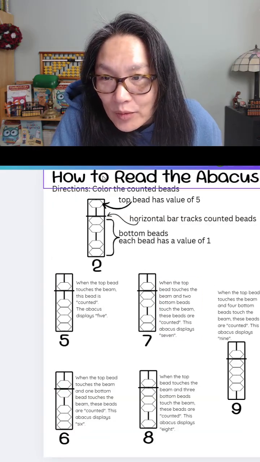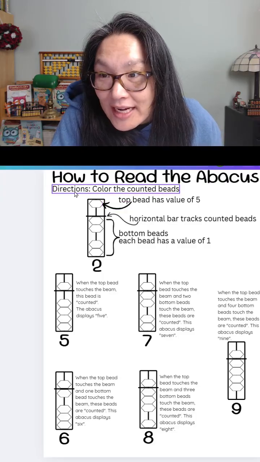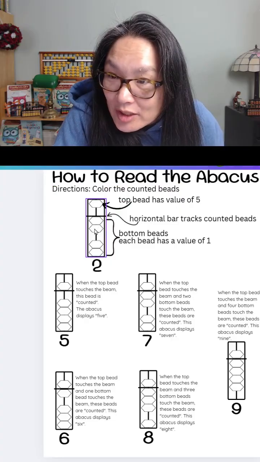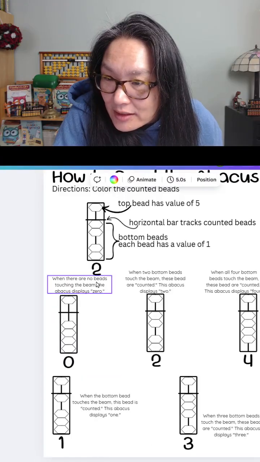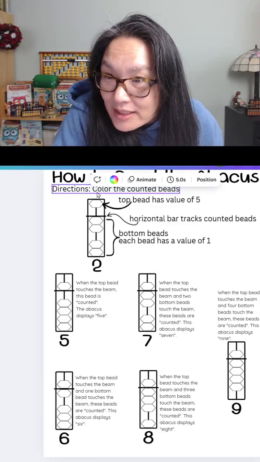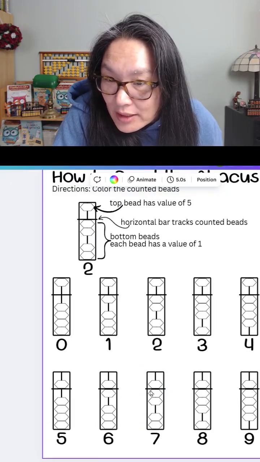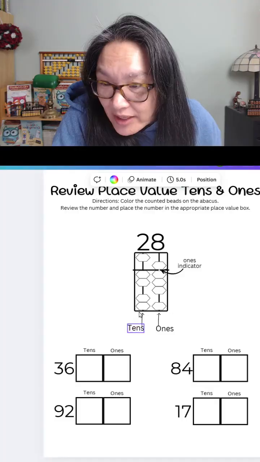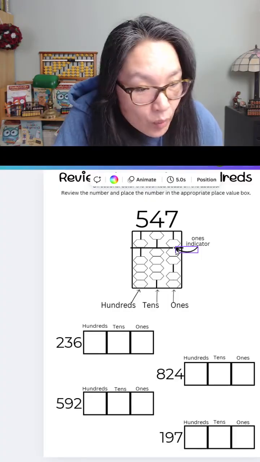So we have this where you read the abacus and I talk about how there's the top bead, which is the value of 5. And the directions are to color the counted beads. So I only want these ones to be colored. This is what 5 looks like, and this is what 2 looks like. So the idea is to color in the counted beads so it makes more sense. It's kind of like a coloring book, but not really. Then we go into place values. So here's our ones, our tens, and our thousands. And then I have the ones indicator.